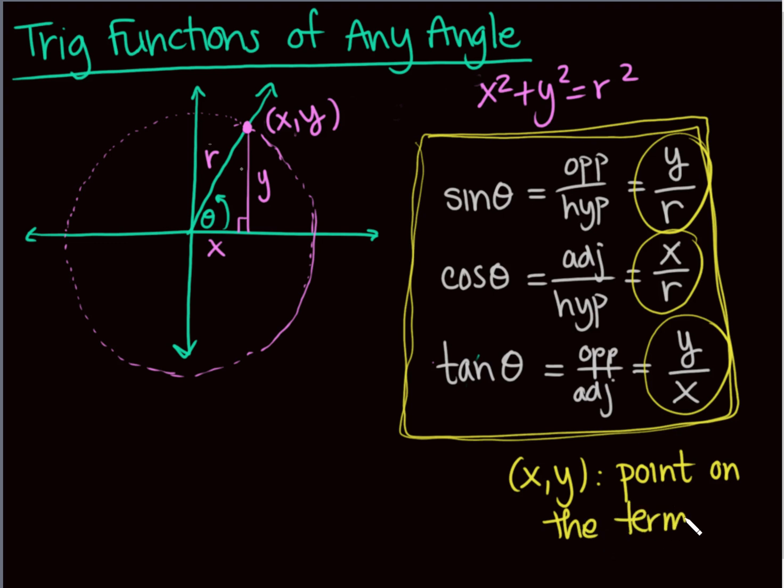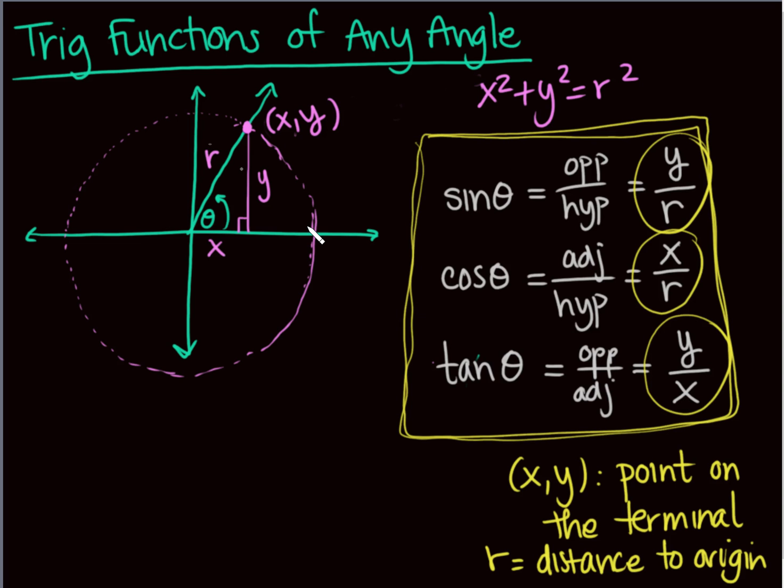Okay, and what is that r? I'm getting ahead of myself a little bit. That r is the distance of that point to the origin. Or if you want to think of it in circle terms, it's the radius of the circle that the point would lie on if I were to take that terminal side and rotate it all the way around.